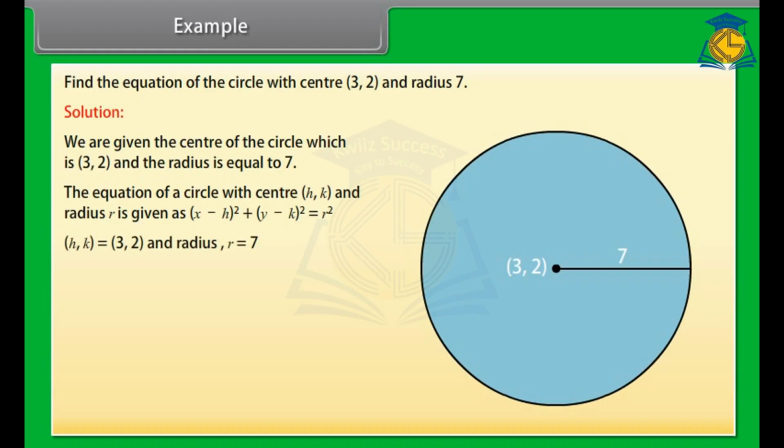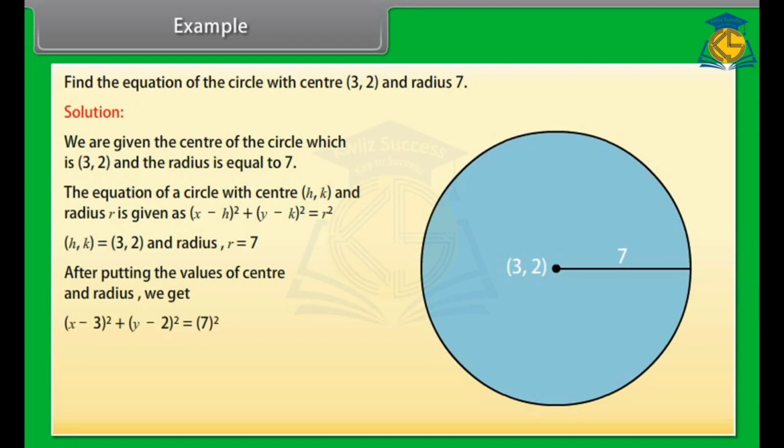Here h and k are equal to 3 and 2, and the radius r is equal to 7. After putting the values of center and radius, we get (x - 3)^2 + (y - 2)^2 = 7^2. By calculating it, we get x^2 + y^2 - 6x - 4y = 36.